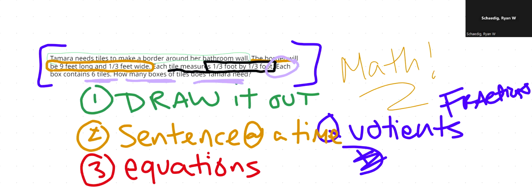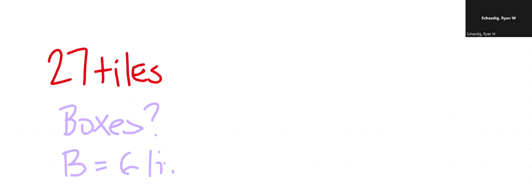Okay, so I'll restate this, but I'm going to go back to this page here. We have 27 tiles that she needs, but we also know the question is going to be about how many boxes. And we know that 1 box is equal to 6 tiles. Well, we would know that if the pen was working. There we go, 6 tiles. So think about that, put me on pause, solve that problem.